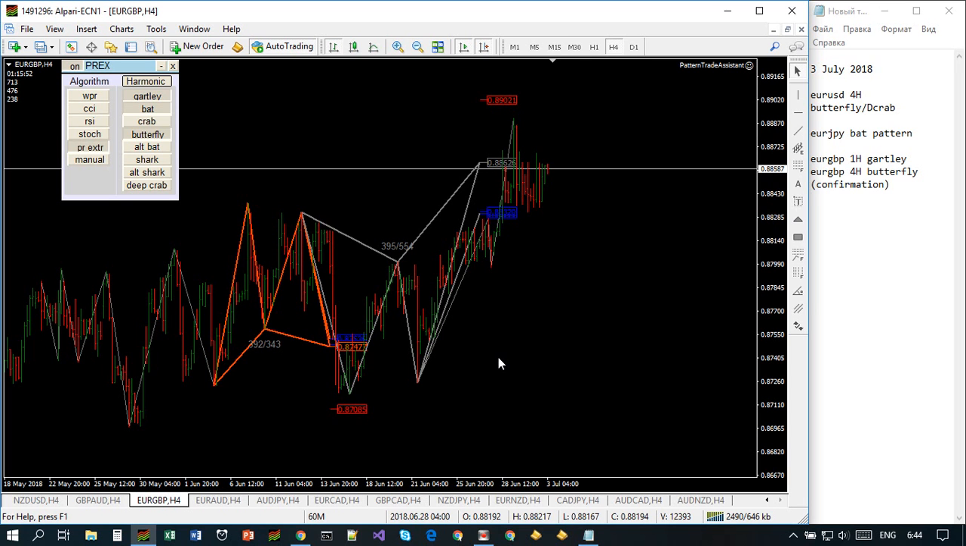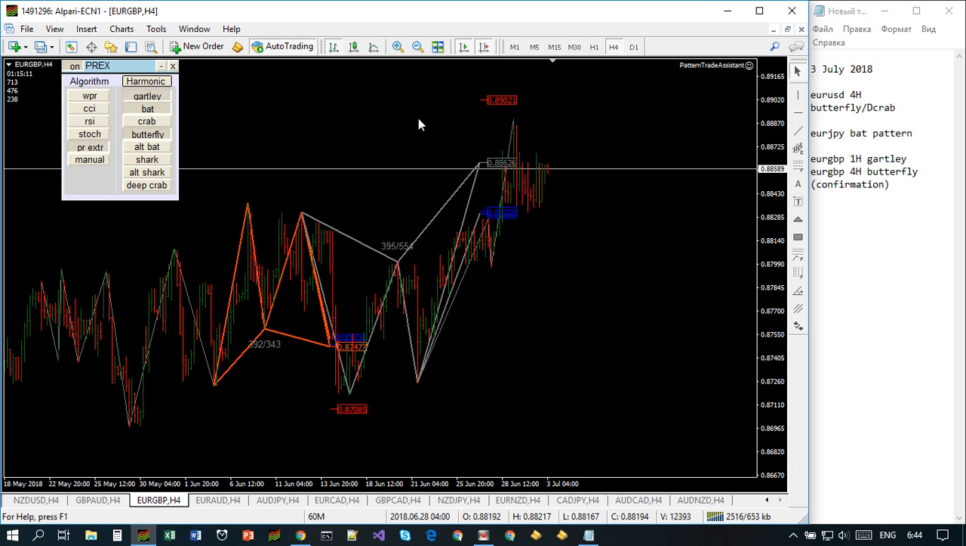It is not something that is rigid with my software. I like to use 113 based with butterfly patterns. I like to use 1618 stop loss with other patterns. What are the patterns? Alternative bats and alternative sharks. I like to use 114 stop loss. Sorry, 127 is an invalidation, but I place my stop loss at 114. They are Fibonacci based stop loss, but you can choose what kind of stop loss you want to use. You can use Fibonacci based, ATR based, or pips based.